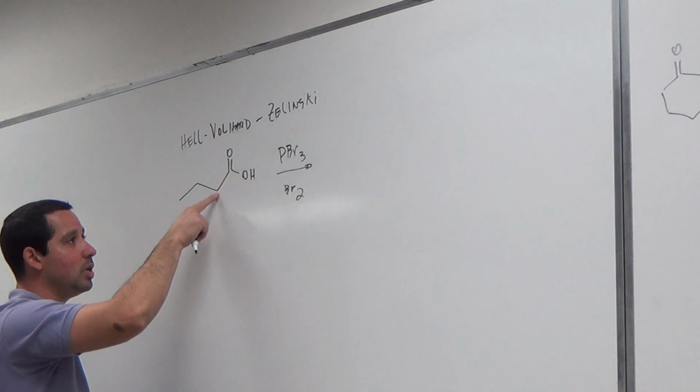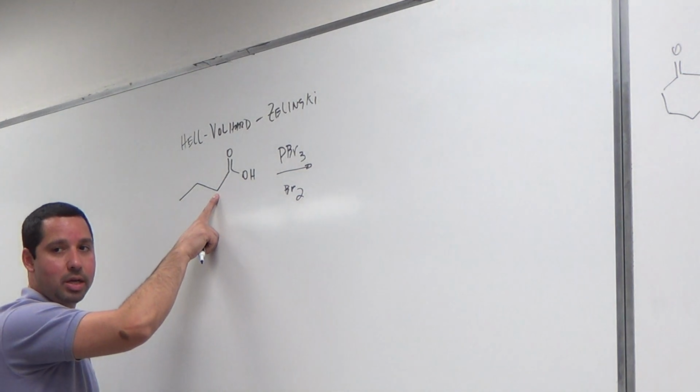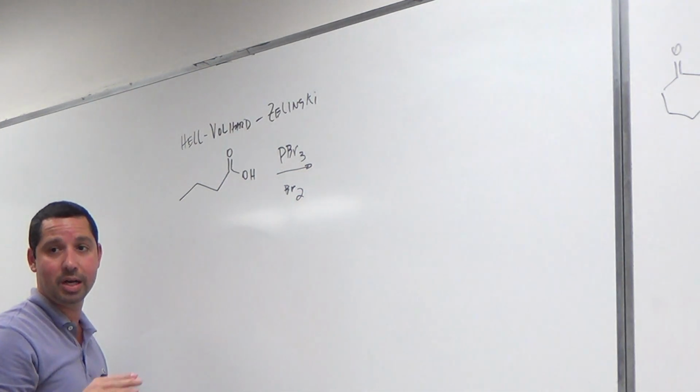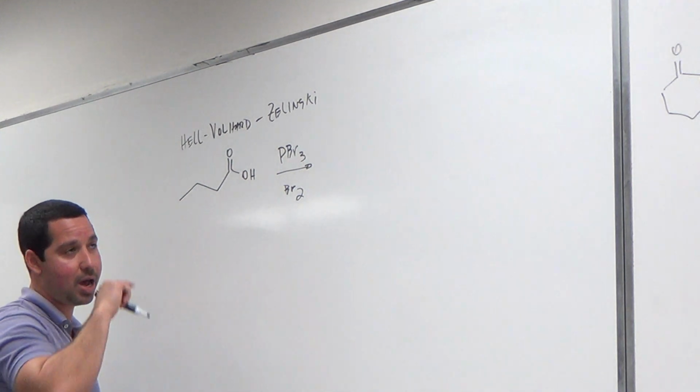After that, I need to get rid of the Br that was here, yes? And I need to add water to this again, okay? Is that clear? First step, I'm going to put a bromine here. The purpose of the bromine is to make the carbanion here. And after that, it's going to attack the Br just like it did before in alpha halogenation.